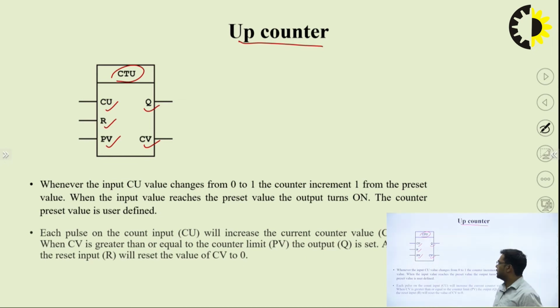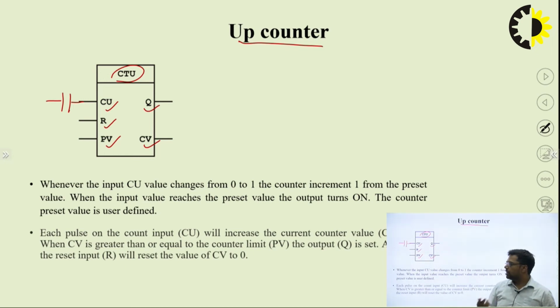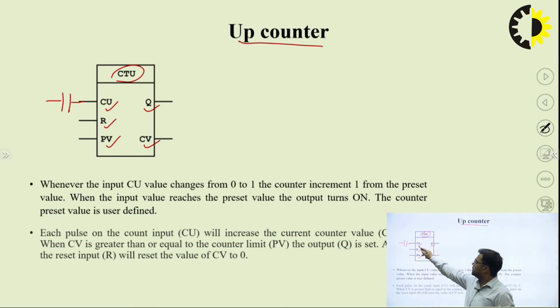How do we change it? In this case, as we get the input, if the input comes from any sensor or any push button or any signal, the count up signal will be activated, and PV is again used as the preset value. Let's suppose the preset value is 5.